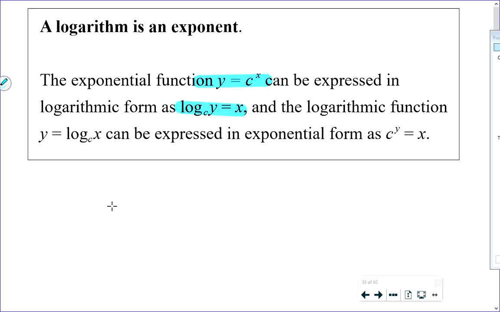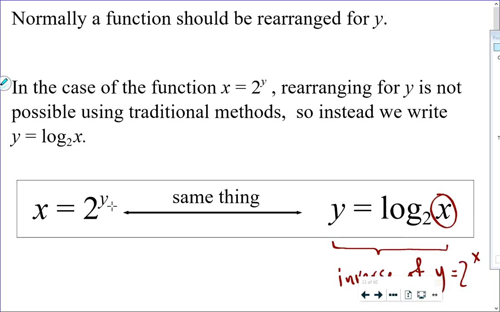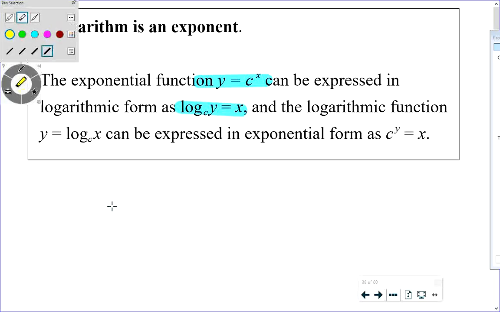You know why this is true? Because somebody has said, let's rearrange this for y and let's use this to mean what y is. They've invented this language to mean that. On the other hand, I'm also saying, what if instead of having y equals c to the x, you had x equals c to the y? Well, then that can be written as y equals log base c of x.